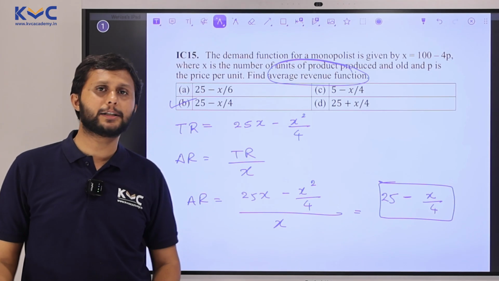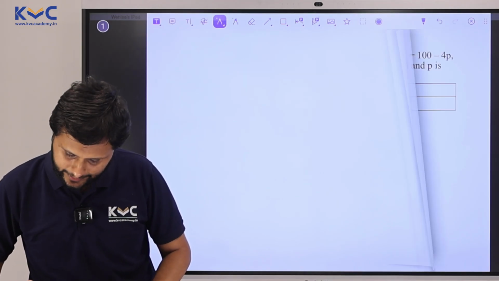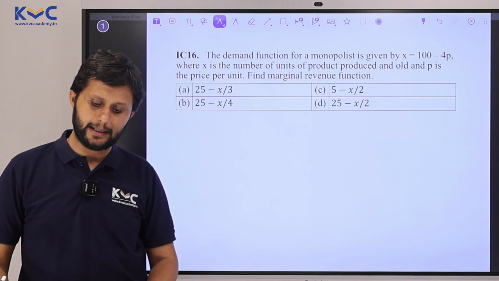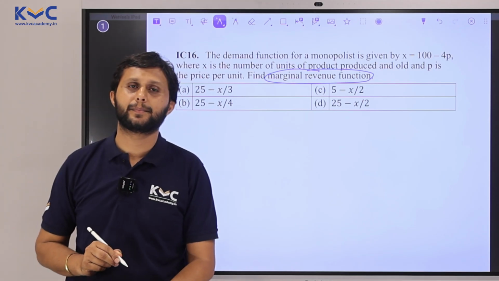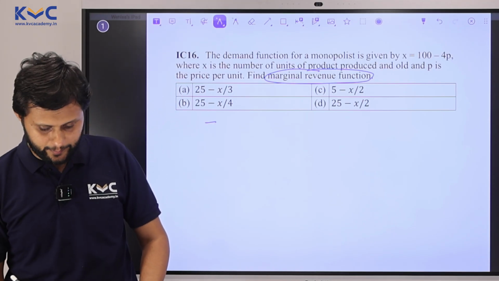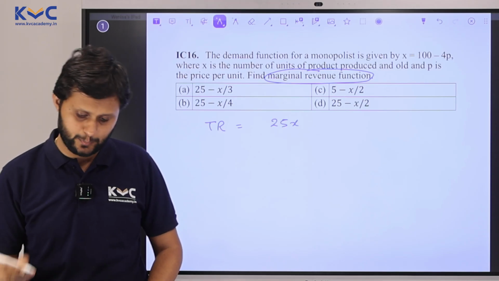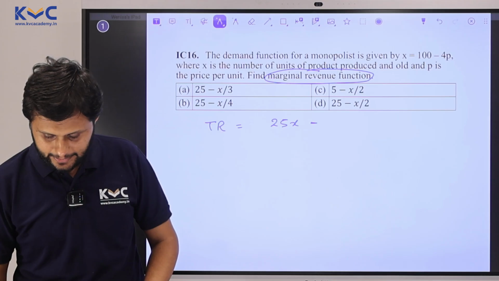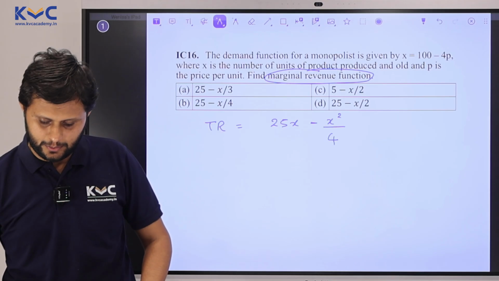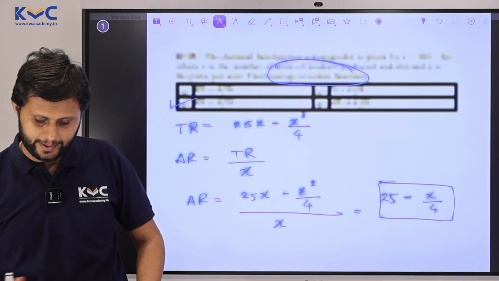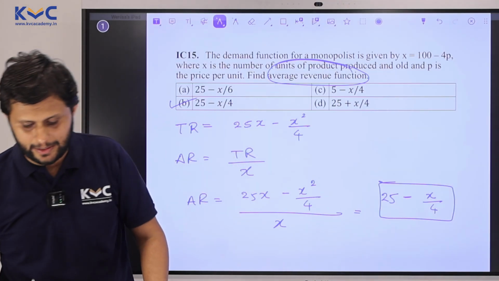So we got revenue function, we got average revenue also. I'm not sure if the next question is also very connected. Yes, it's the same, and we need to find out marginal revenue function. We know the total revenue function. Total revenue function is 25x, which we did in problem number 14, minus x square by 4. Correct, no? Just confirming again. We had written it in the previous question also, 25x minus x square by 4. So I'll continue from there.